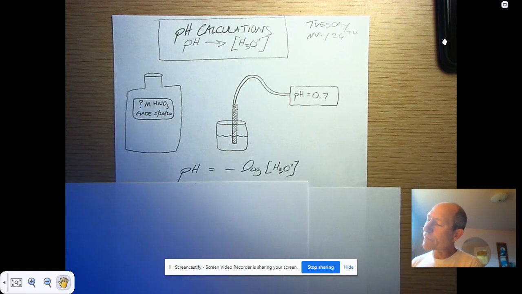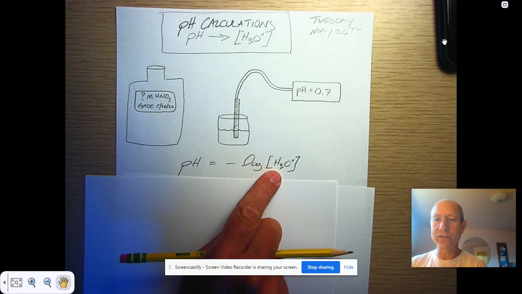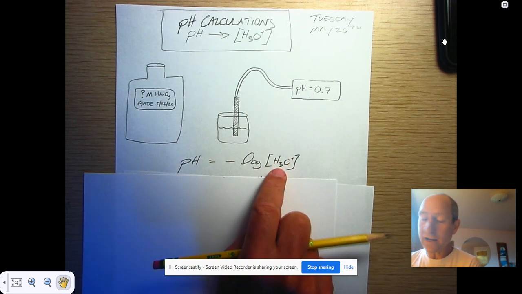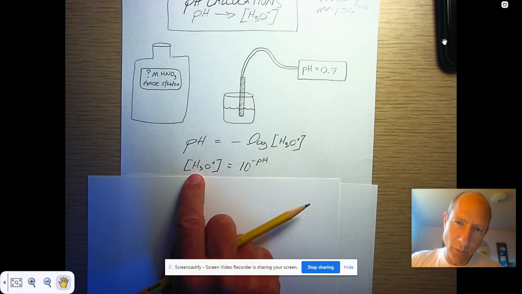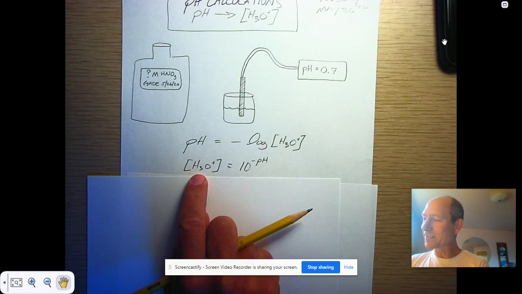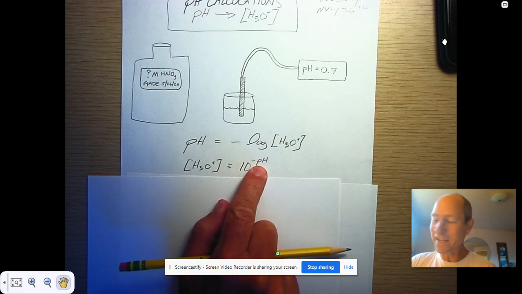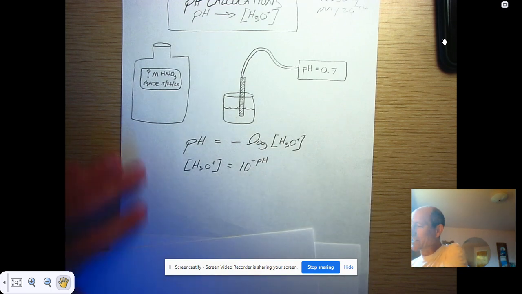So here's the formula we used last time. pH is equal to the opposite of the log of the hydronium ion concentration. If we do algebra to solve to get hydronium ion concentration all by itself, this is what we'd end up with. The hydronium ion concentration is equal to 10 to the power of the opposite of the pH, 10 to the negative pH power.